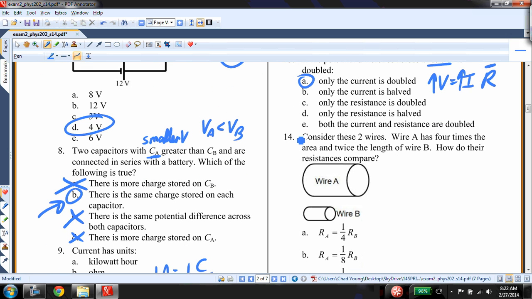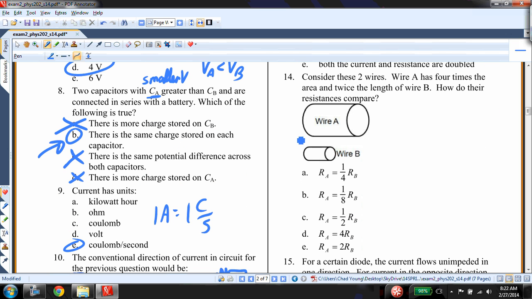All right. Consider these. Wire A has 4 times the area and twice the length of wire B. We have rho L over A. It has 4 times the area and twice the length of resistor B. That means that it's going to have 1/2 the resistance. So C is the right answer.